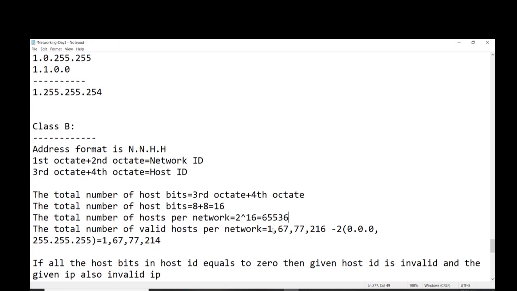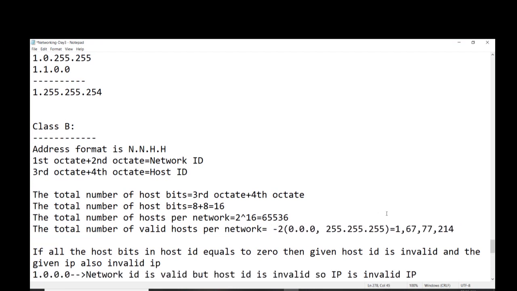The total number of valid hosts per network equals the same thing, so here it is 65,536 minus 2. I have to do it like this, because the host bits all 0 and all 1 are not usable, only in the 2 octets. So here it will be 65,534.